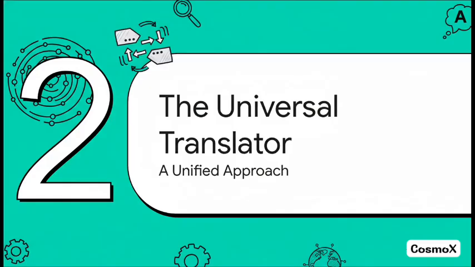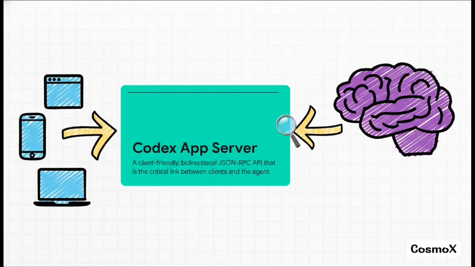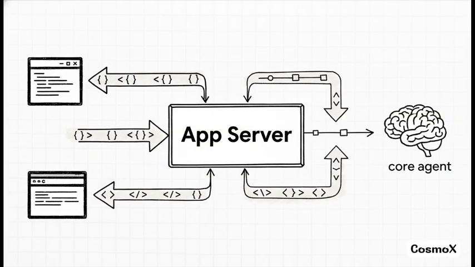This search for a single unified approach led them to what I think is a really elegant solution. The absolute best way to think about it is like a universal translator for the AI agent itself. And here it is, the hero of our story, the Codex app server. At its heart, it's a special kind of API, one that can talk back and forth, and it serves as the one and only connection between any app on the front end and the core brain of Codex on the back end.